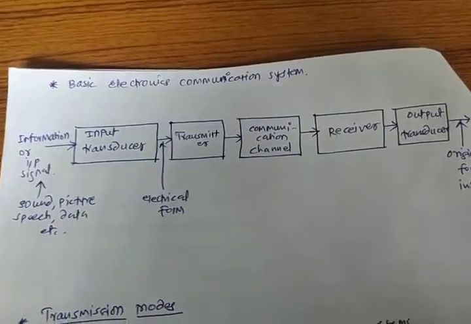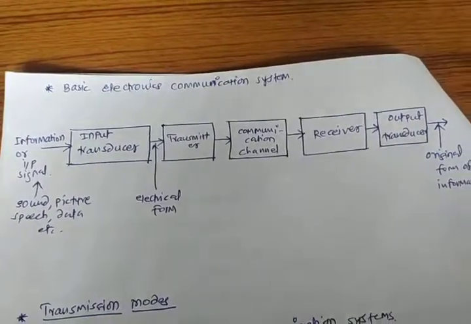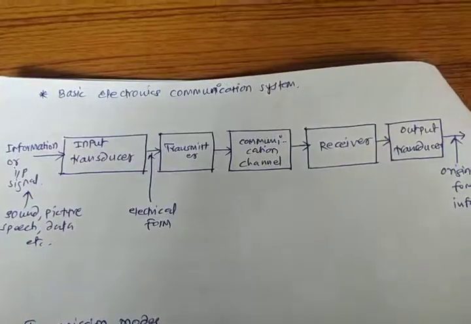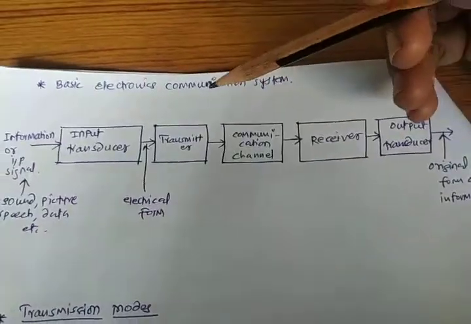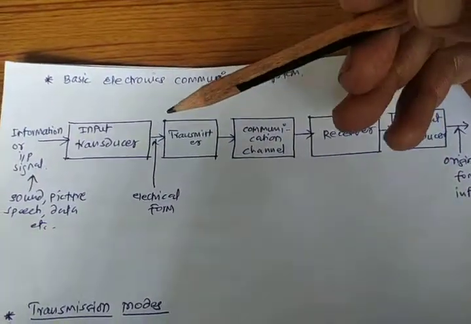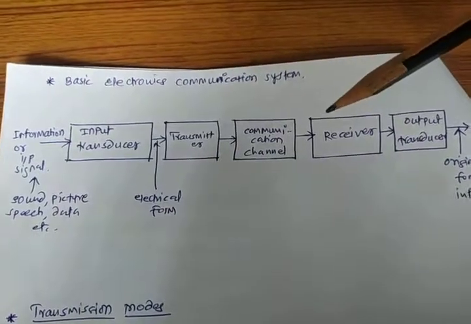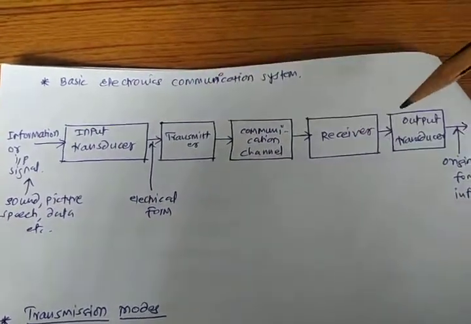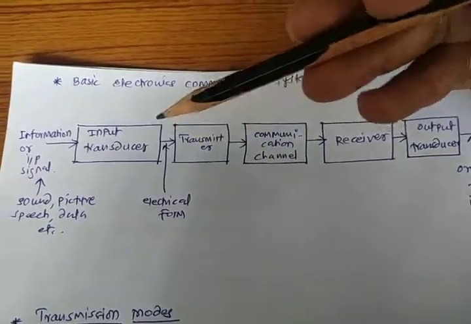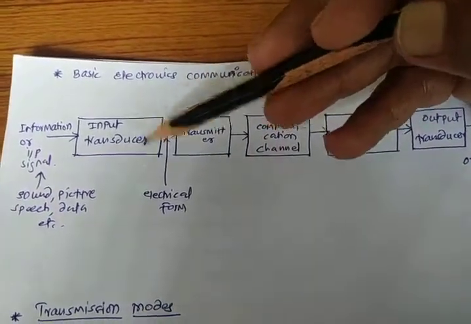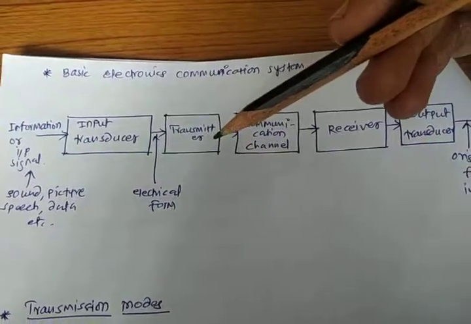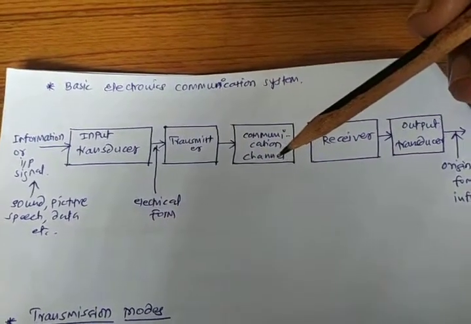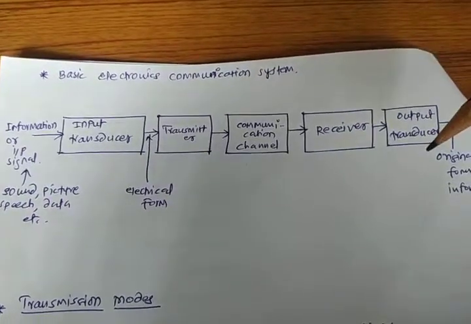Today we will discuss how the electronics communication system works. On your screen you can observe a very simple block diagram of the electronics communication system. Here we can observe 5 major blocks. The first one is called the input transducer. The next one is the transmitter. The third is the communication channel, then the receiver and the output transducer.